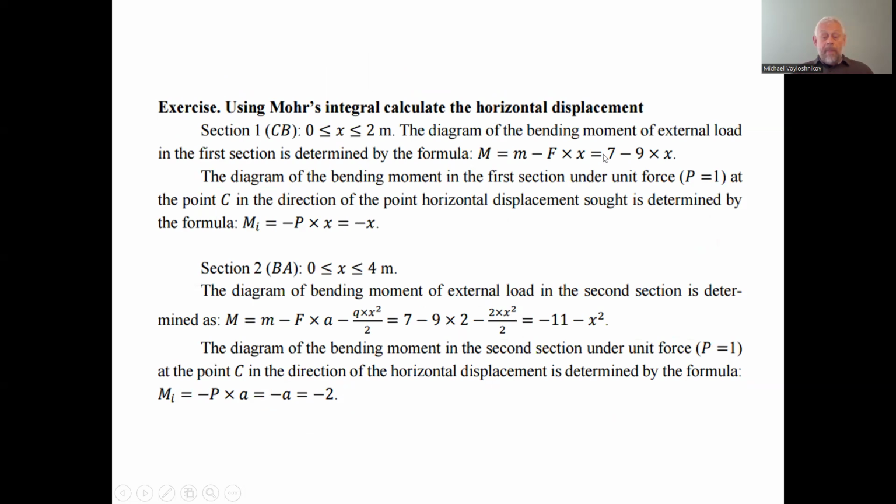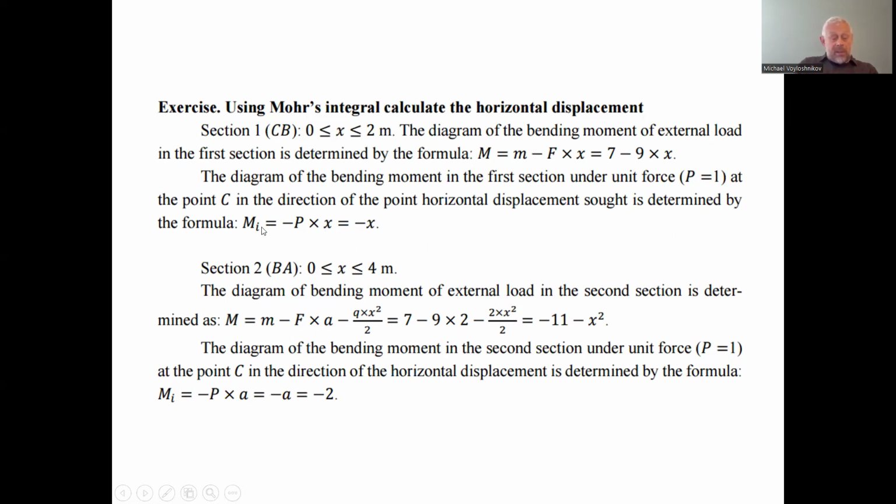And finally, we have the formula. This is the assigned moment minus the force rotating in the other direction, minus F multiplied by x, the distance between the point C and the varied point of application of the force F. The diagram of bending moment in this same first section under the influence of the unit force P, which we adopt equal to 1 at the point C, and how much this force influences the bending moment depends on the distance from the point C along the element of the mechanical system, with the axis X coinciding with this element from the beginning of the element.